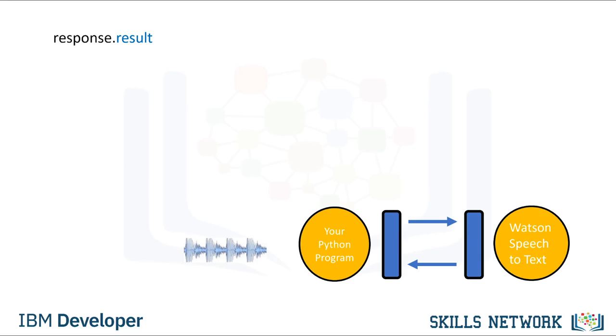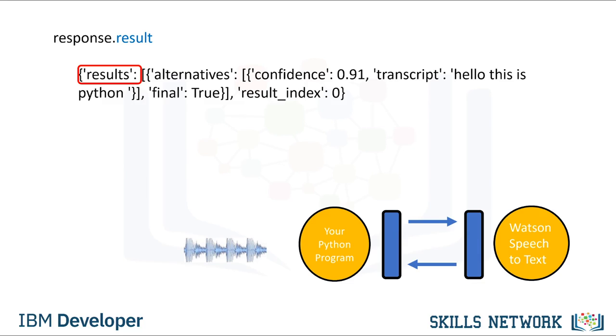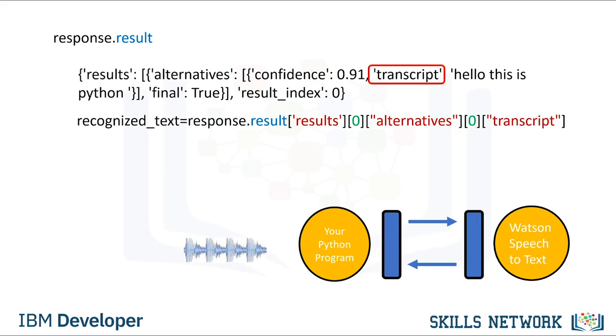The attribute result contains a Python dictionary. The key results value has a list that contains a dictionary. We are interested in the key transcript. We can assign it to the variable recognized_text as follows. Recognized_text now contains a string with the transcribed text.